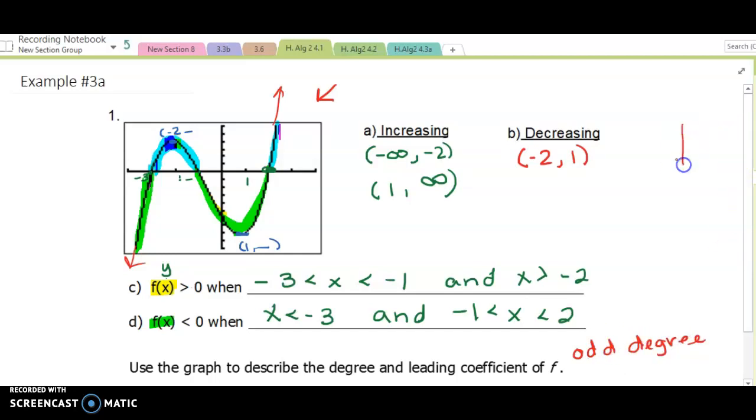Okay, and if we look at a graph like this, we know that the a value, if you want to call it that, the leading coefficient, is going to be positive. Because if it weren't, it would do this instead. So odd degree, leading coefficient positive, that's all we can tell.